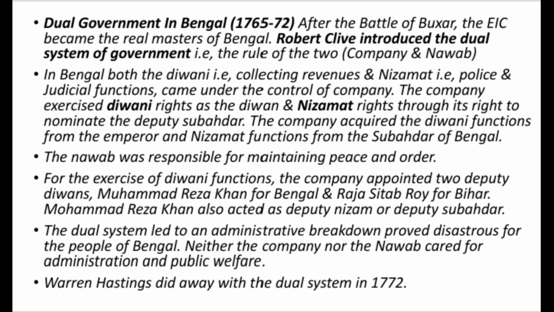The company exercised Diwani rights as the Diwan and Nizamat rights through the right to nominate the deputy Subedar. The company acquired the Diwani functions from the emperor and Nizamat functions from the Subedar of Bengal. The system held a great advantage for the company. It left the appearance of authority to the puppet Indian ruler.